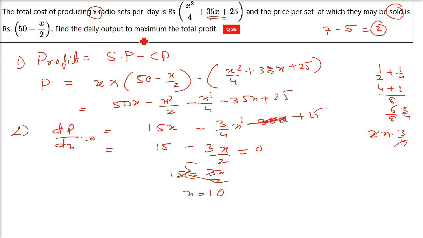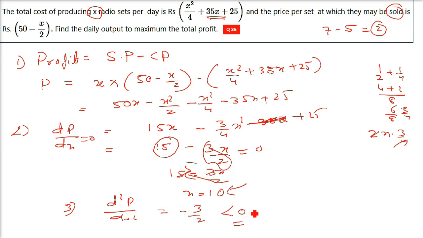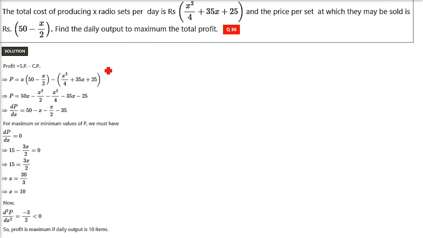So you need how many? 10 radio sets. But there is one more step. Can you guide me? What is the step? Double differentiation. You have to differentiate it again. When you differentiate it, it is going to be negative 3 by 2, which is negative, and this negative is indicating that we are talking about the maximum. So it's quite easy, but the only thing is if you can recall all these things which you have learned earlier, it will be pretty easy.